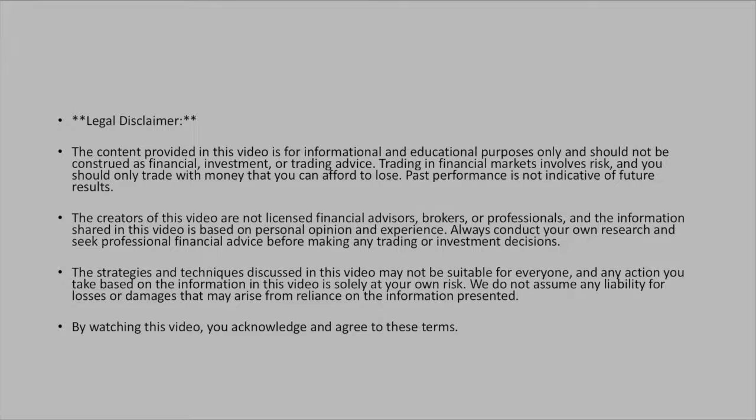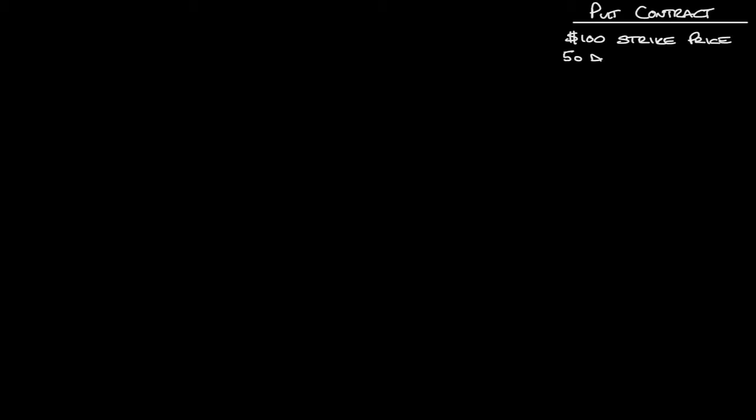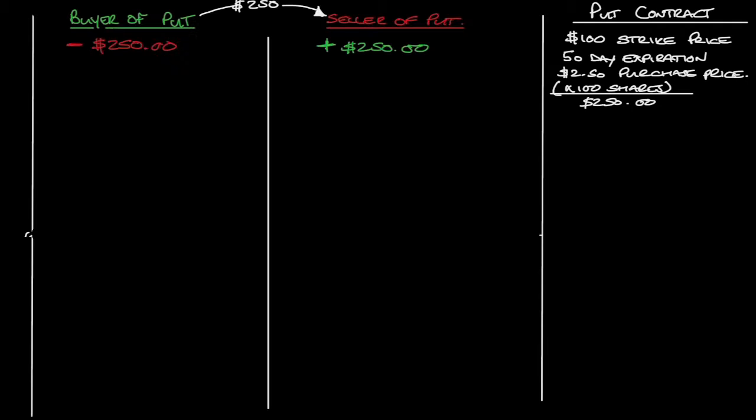In this video, we are looking at the risks involved in selling puts. In the top right-hand corner of the screen is the details of the put contract, which will be the focus of the video. Our put contract has a strike price of $100, an expiration of 50 days, and a per share price of $2.50, which is multiplied by 100 to give the total price of $250.